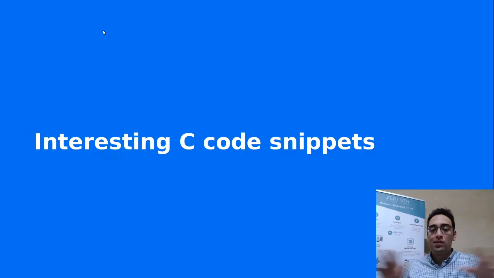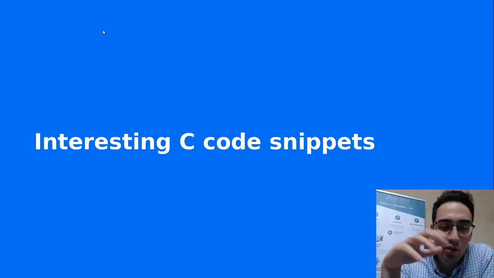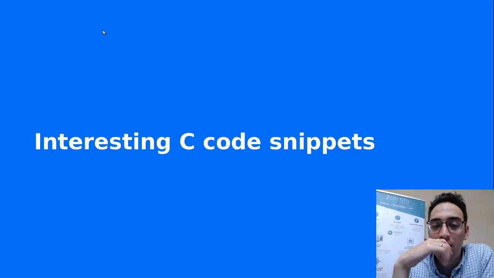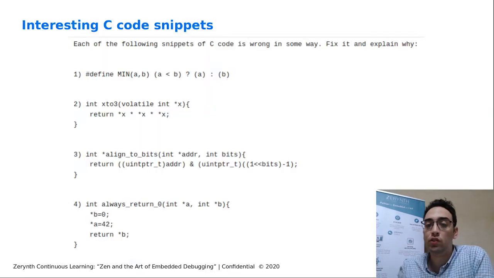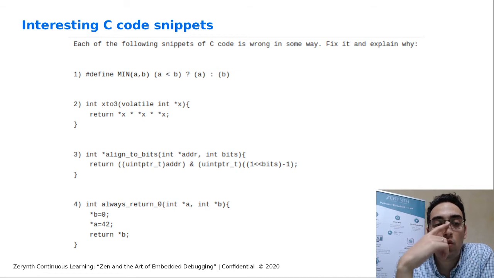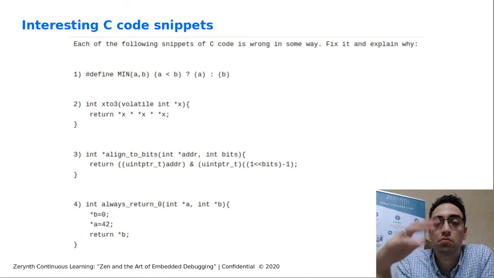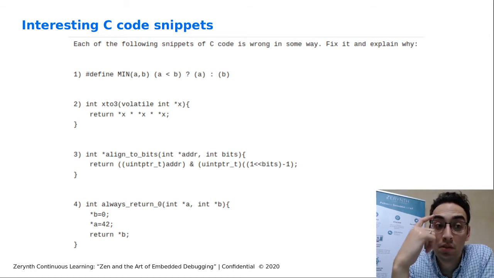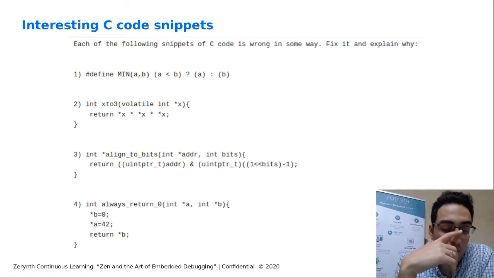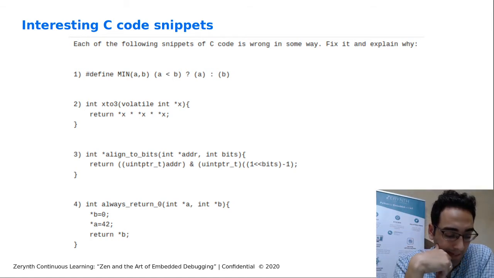Okay, so the last thing in our presentation is some interesting C code snippets. So we're going to see some C snippets, and then we're going to look at what's wrong with each of them and how we could fix them. So I'm going to give you a minute to look at these C functions or C codes, and then we're going to go over them, see what's wrong with them, and then fix them. And feel free to, in the comments, leave your questions or answers.